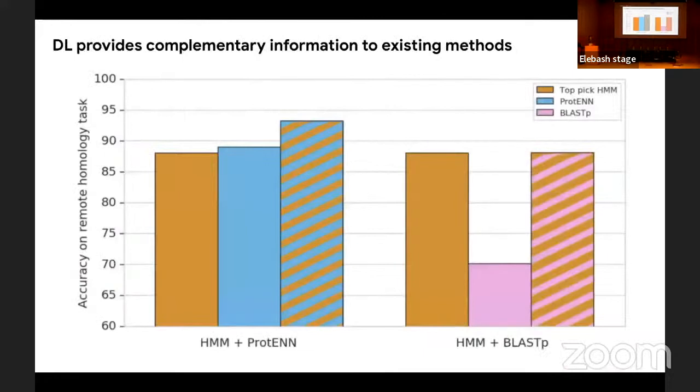It also turned out that the deep learning models really were learning something different to the existing approaches. We made a very simple ensemble where, as long as they agreed, we took the prediction, and where they differed, we enforced confidence thresholds. If we combine the hidden Markov model with our ensemble, then the combination of the two does quite a bit better than either of the models on their own. In contrast, if you ensemble the hidden Markov model and BLAST, then the performance doesn't change at all.